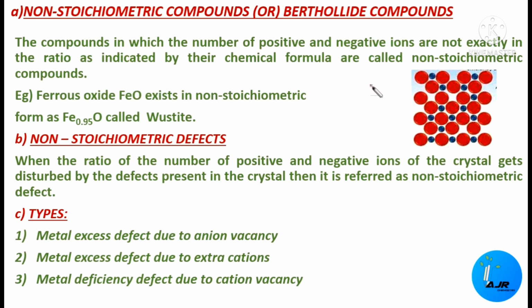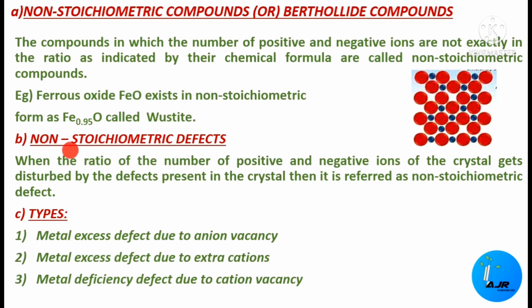The structure will not have the same number of positive and negative ions. See here, these are the negative ions and these are the positive ions. The number is entirely different, so it will not be the same as that given in the chemical formula. Those types of compounds are called non-stoichiometric compounds. For example, ferrous oxide, FeO, exists in non-stoichiometric form as Fe0.95O. In FeO, Fe is 1 and oxygen is 1, but the original composition is 0.95 and 1, and it is called wustite.